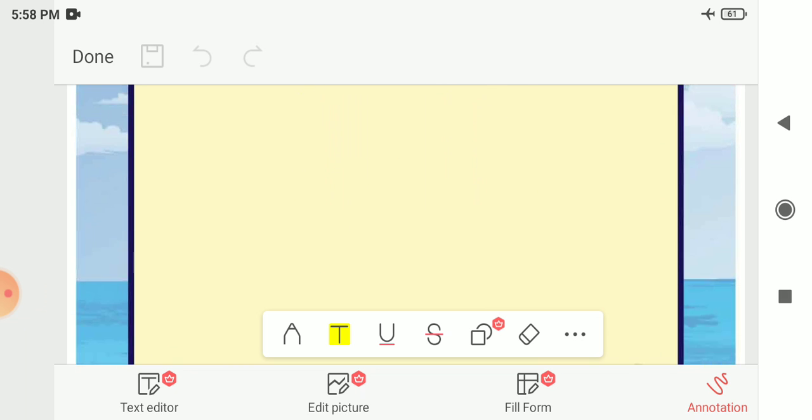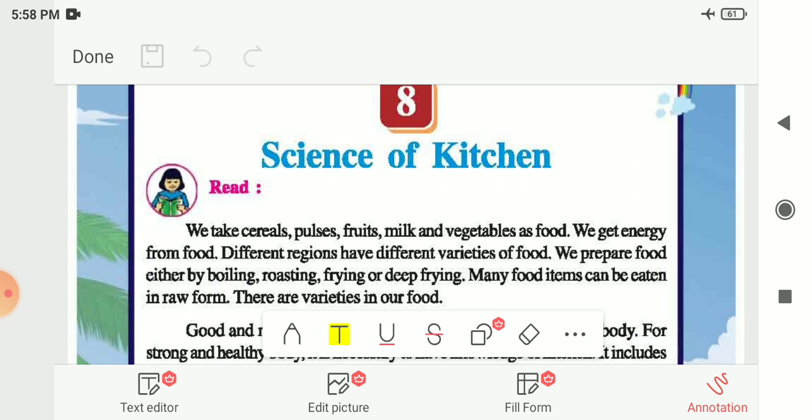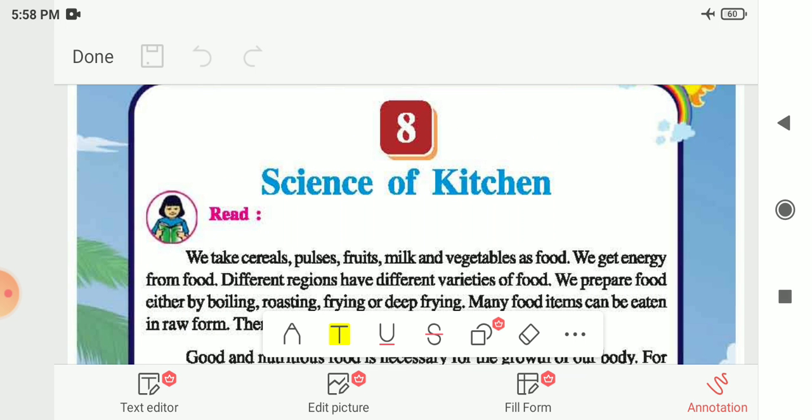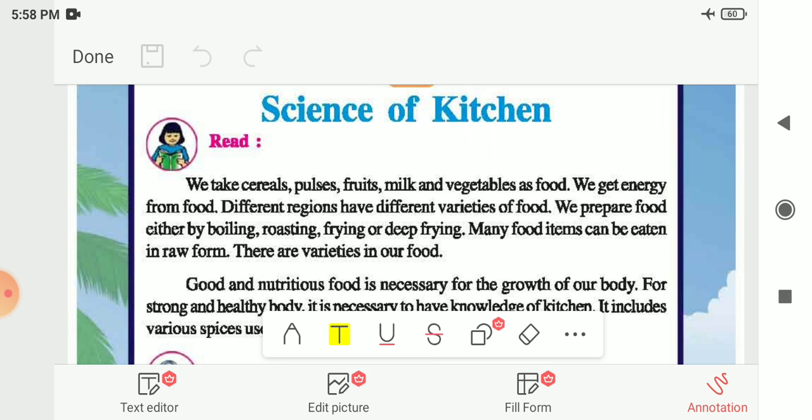So here let me start with chapter number 8. The name of this chapter is Science of Kitchen. In this chapter we are going to know some very interesting facts about the kitchen. So here let me start the chapter. First, the reading section is given to you.